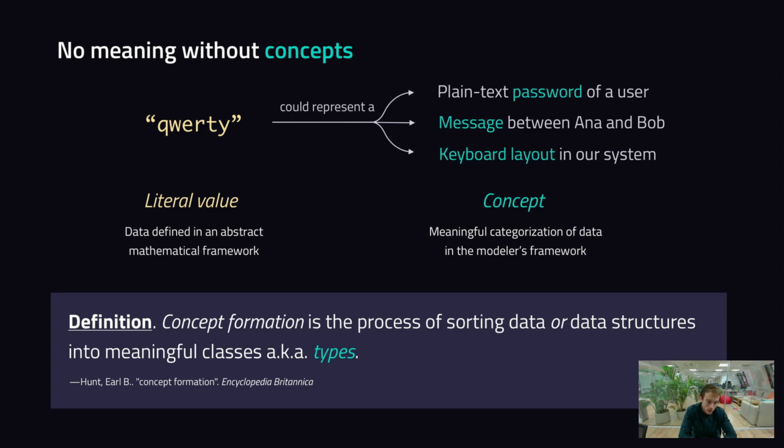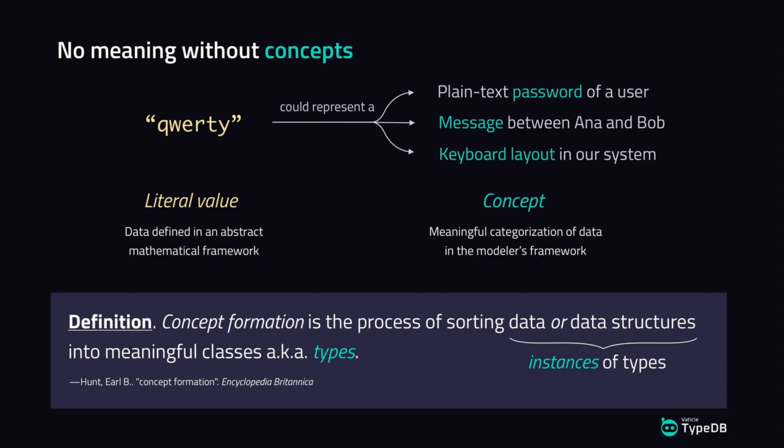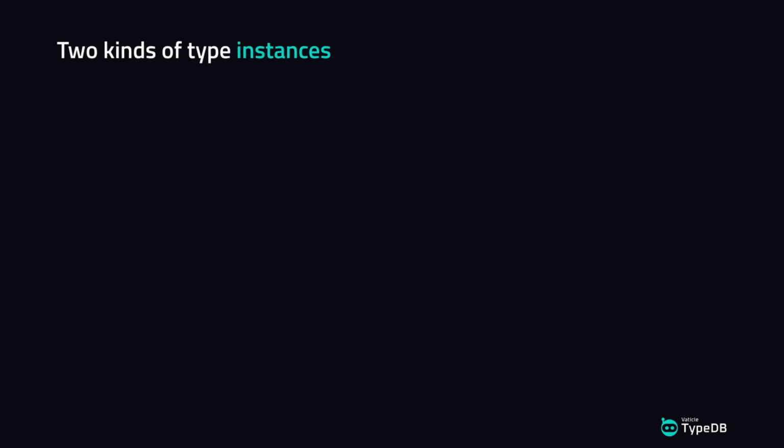And for us, this is why types is highlighted here. Types will be the primary terminology, so we will not really speak about classes. We will speak of the type of passwords, sometimes also of the concept of passwords. The term for these categories, for these classes, will be types. And another piece of terminology we need here is the notion of instances. So the data or the data structure that gets categorized, that gets sorted into a type will be referred to as an instance of that type. In fact, values are just one of two kinds of instances and types.